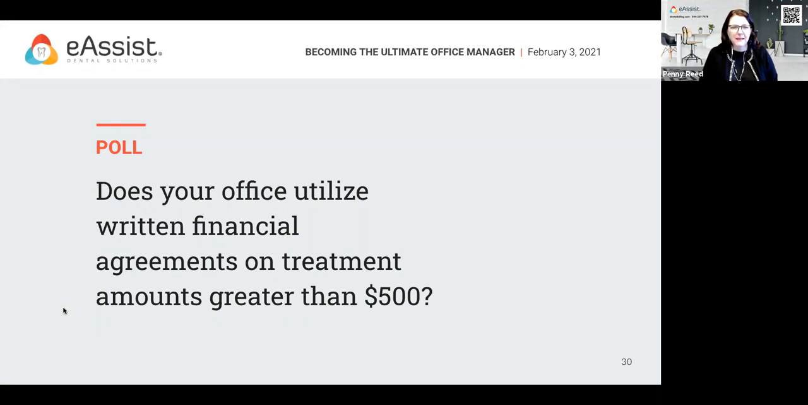So again, we'll give you another few seconds to pick your answer. Does your office utilize written financial agreements on treatment amounts greater than $500?